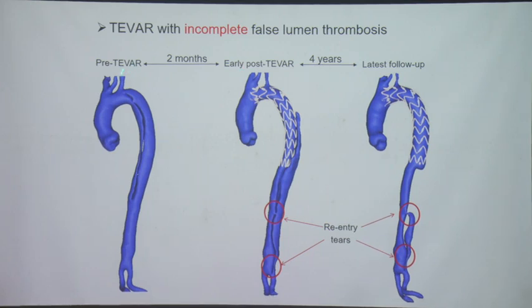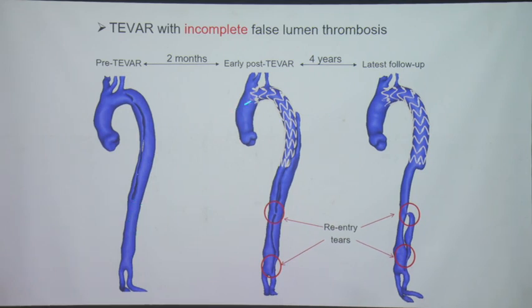So this is the pre-TEVAR geometry. You have a dissection tear, you have a false lumen, which runs all the way here, and in fact, in this case, you can see the true lumen, how narrow the true lumen can be. This is a very thin true lumen over here. There are multiple tears connected between the true lumen and the false lumen. Eventually, these two lumens merge in the abdominal aorta.